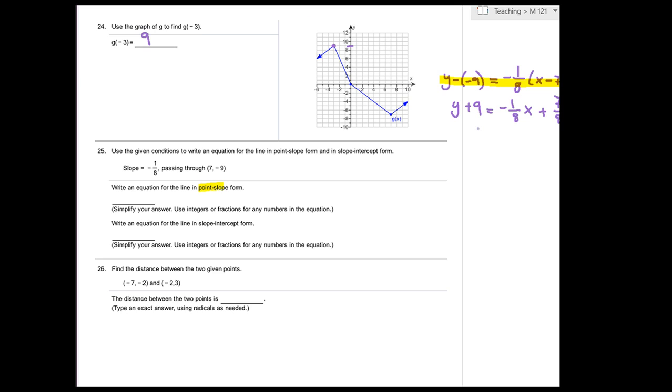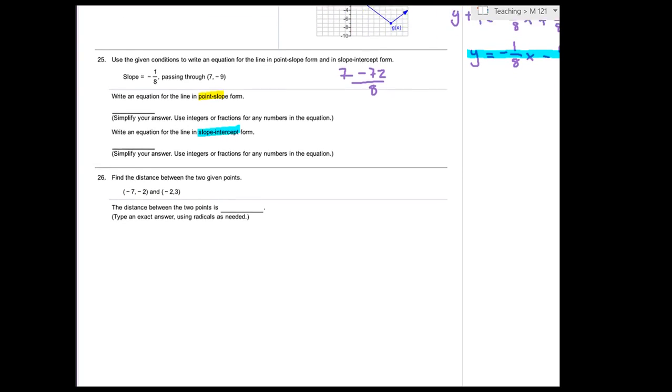And then after we subtract 9 from both sides, y is equal to negative 1/8 x. 9 is 72/8. So this is 7 minus 72 over 8. So that's a negative 65/8 or negative 8 1/8. And that right there, that's our slope-intercept form.